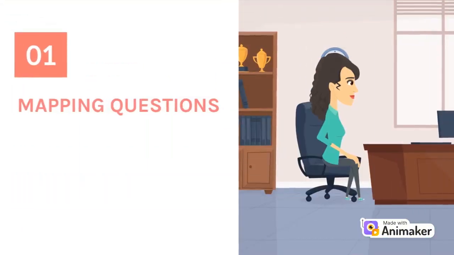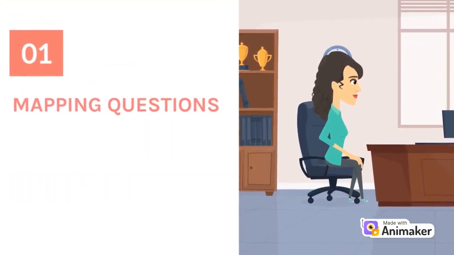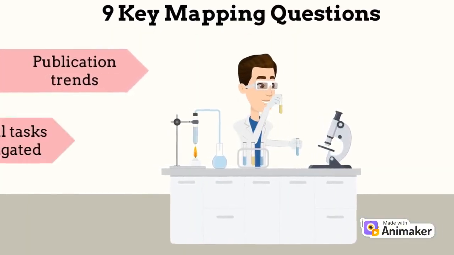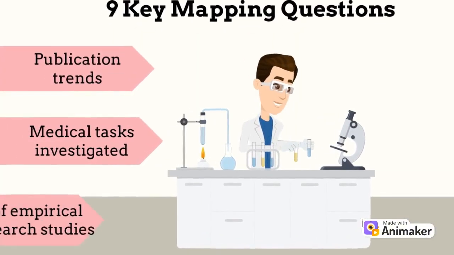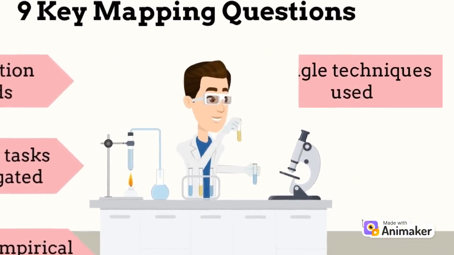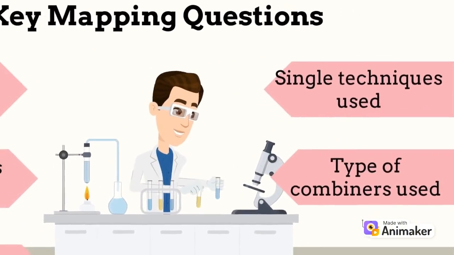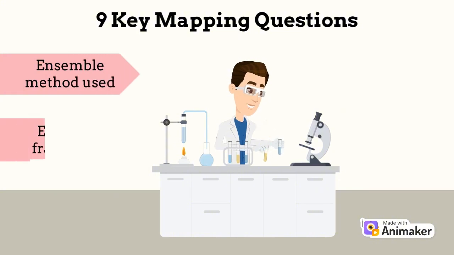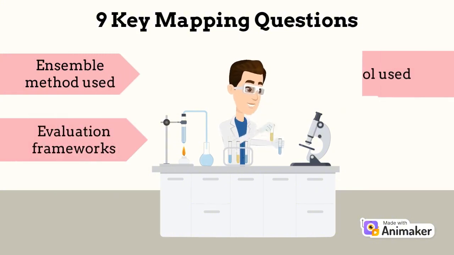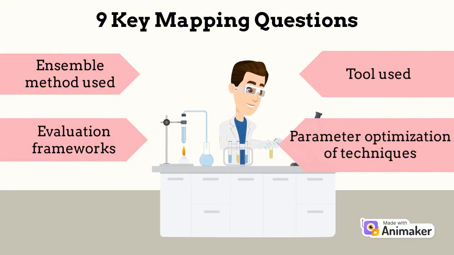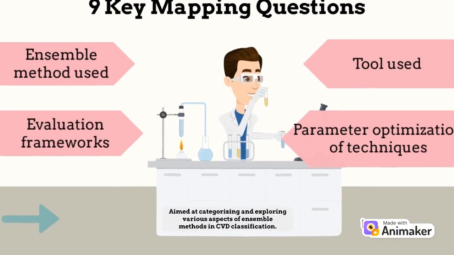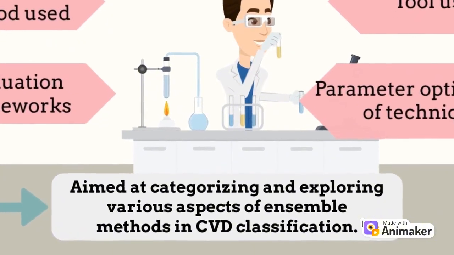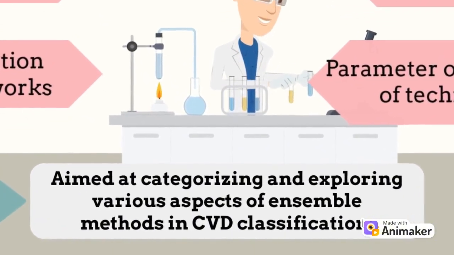The study began by identifying key research questions. These questions covered publication trends, medical tasks investigated, types of empirical and research study, single techniques used, type of combiners used, ensemble methods, evaluation framework, tools used, and parameter optimization of techniques. All 9 mapping questions aimed at categorizing and exploring various aspects of ensemble methods in CVD classification.